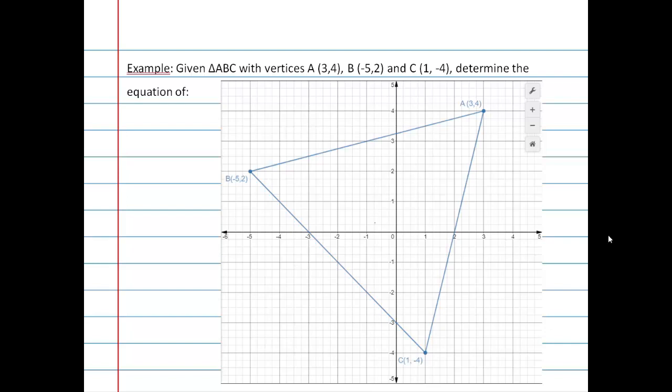So in this triangle ABC, we're going to find an equation of one of each of the types of lines. The first one we're going to look at is the median. We're going to go from point A to side BC. So if you remember, a median goes through the vertex to the midpoint of side BC.